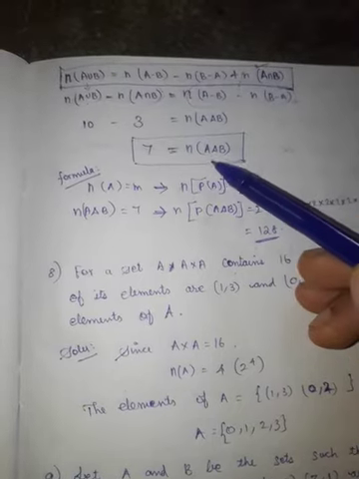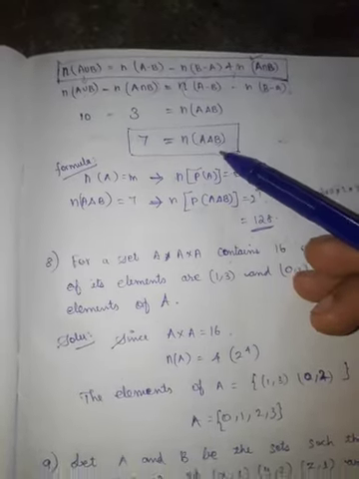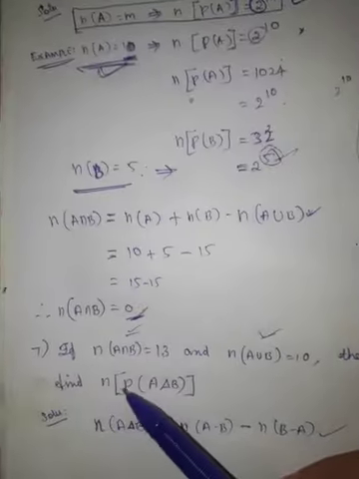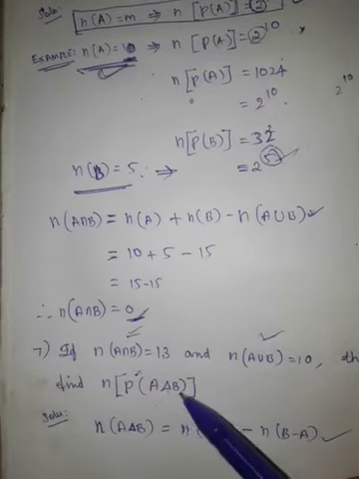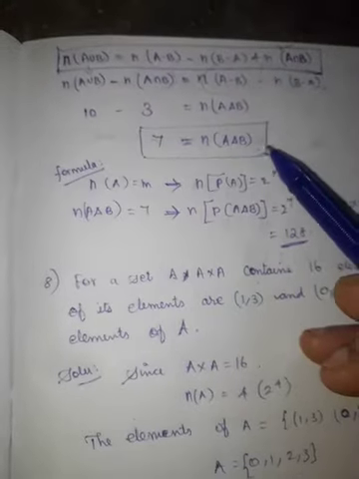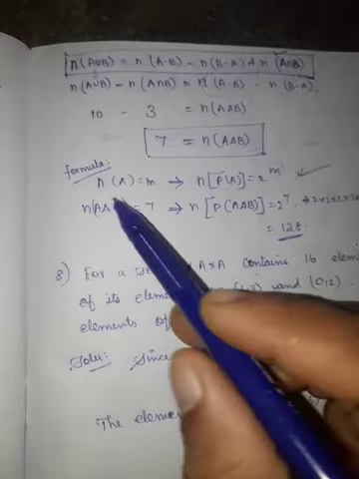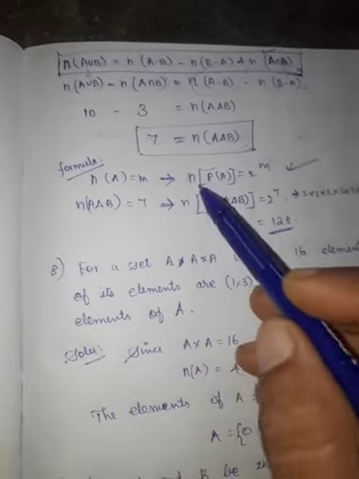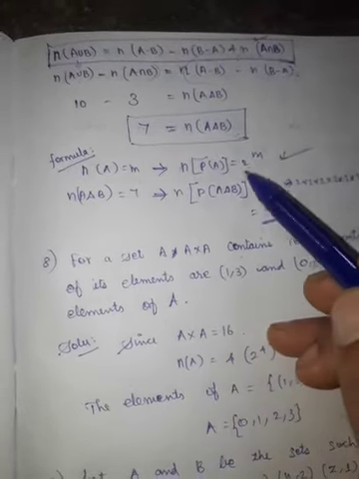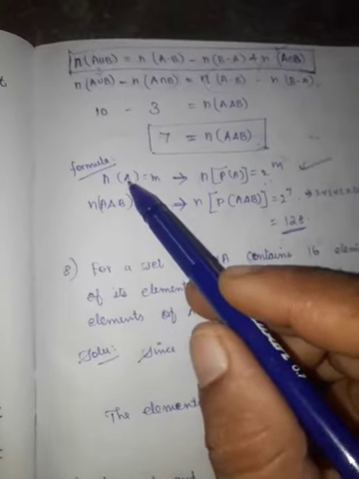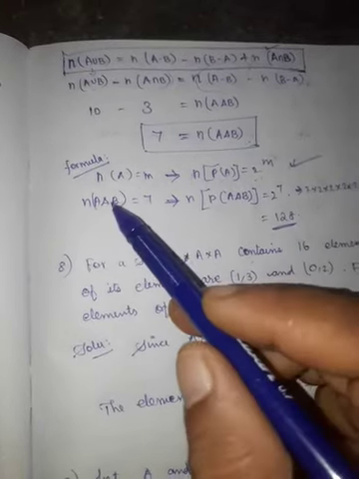Number of A symmetry B only. But see the question: number of P of A symmetry B. If you want the number of P of A symmetry B, we use this formula. Number of A equal to m, number of P of A equal to 2 power m. So in this place, instead of A, we use number of A symmetry B.